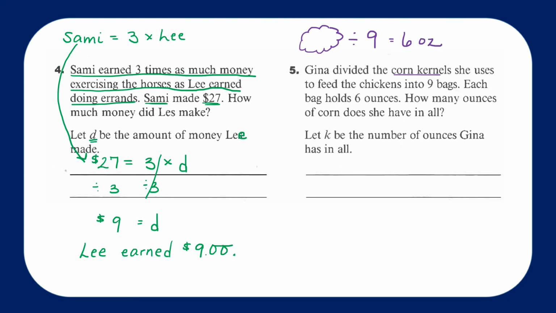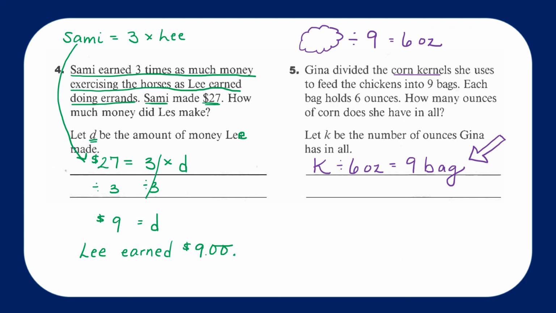Now, that's one way to write it. I will say that I might have written it, also I could have written it like this. The number of kernels that she has, and if she divides them into groups of 6 ounces, it's going to give her 9 bags. They're both going to give you the same answer, but I like this equation better, just because it's more logical. So if you have a bunch of kernels and you divide them up into groups of 6 ounces, that's going to give you 9 bags.